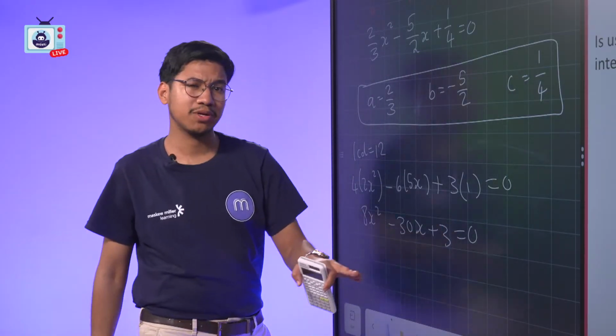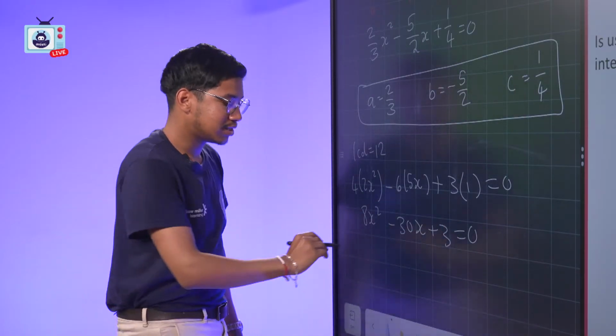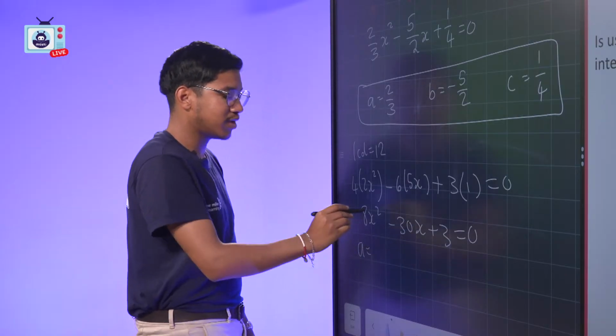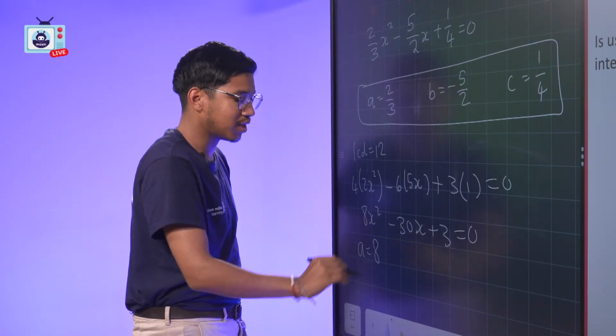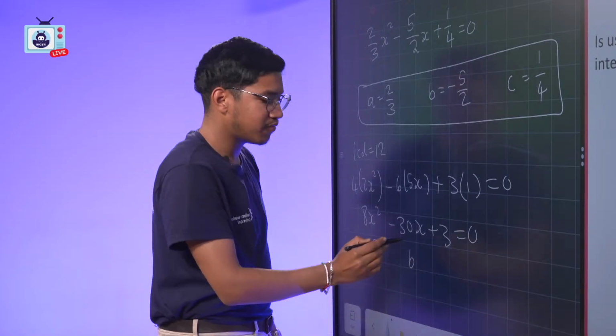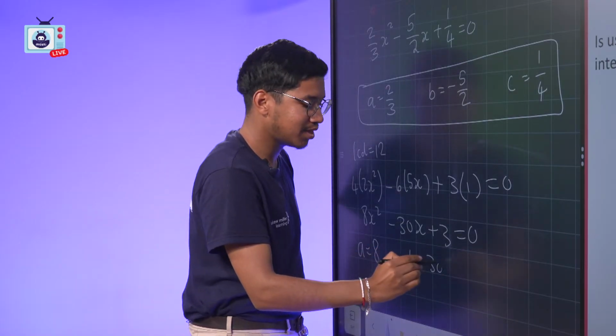Look now, girls and boys, I just have whole numbers. So in this case, the coefficient of x squared is 8, so a will be 8. And then b, the coefficient of x, is negative 30.